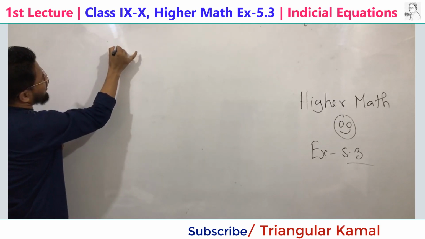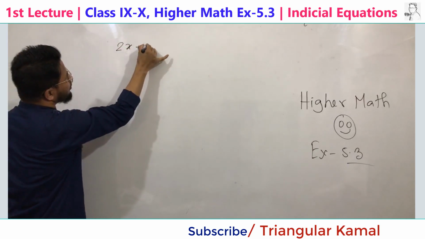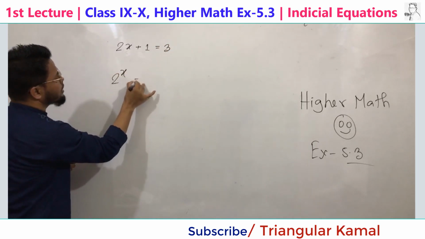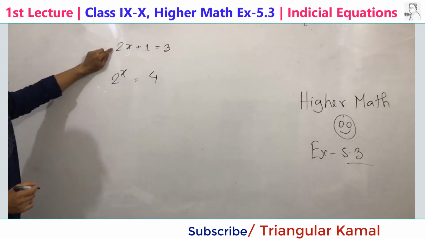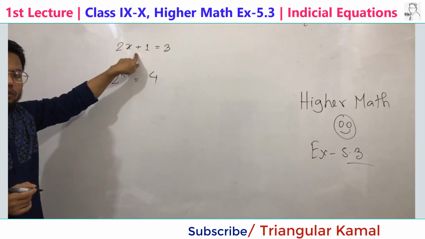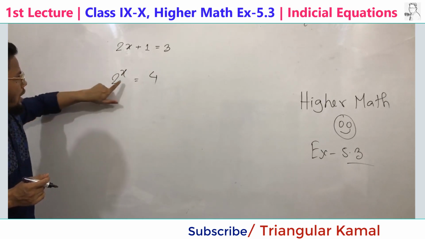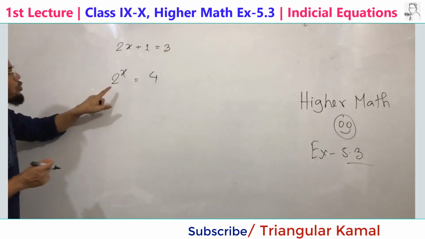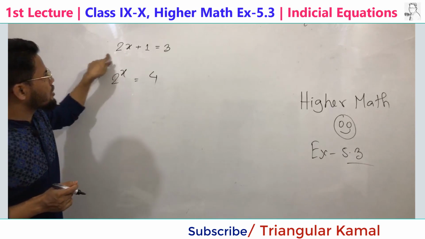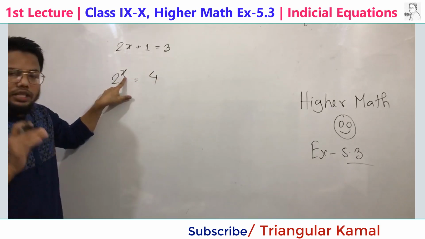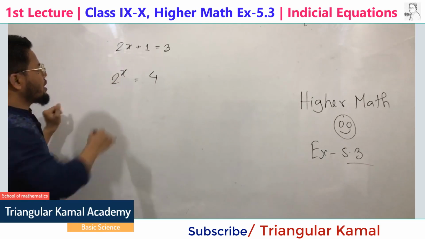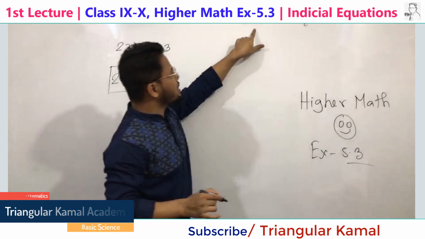Dear students, if we write here 2x + 1 = 3, but if we write here 2^x = 4, there are differences between the two equations. This first equation is called a simple equation. Already we have done these types of equations from class 6 to class 10, and this second one is called an indicial equation because the variable is in the power here, but in the first the variable is normal. Here the requirement is the value of the variable x, which is placed as a power of 2. That's why these types of equations are basically called indicial equations.